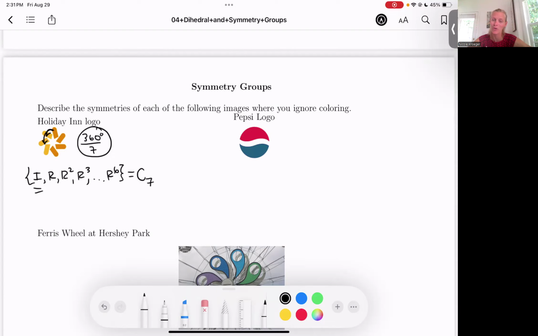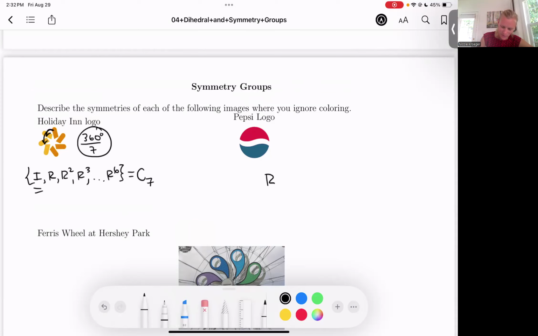So this is not a dihedral group because it doesn't have any flips in it. If we look at the Pepsi logo, this again doesn't have any reflections because of the little twist in the middle there. If I tried to reflect it at all, the twist would end up in the wrong spot. And the only rotation that I can do here is a rotation by 180 degrees. So if I rotate by 180, essentially the red and the blue switch spots. But since I don't care about color, the 180-degree rotation would work here.